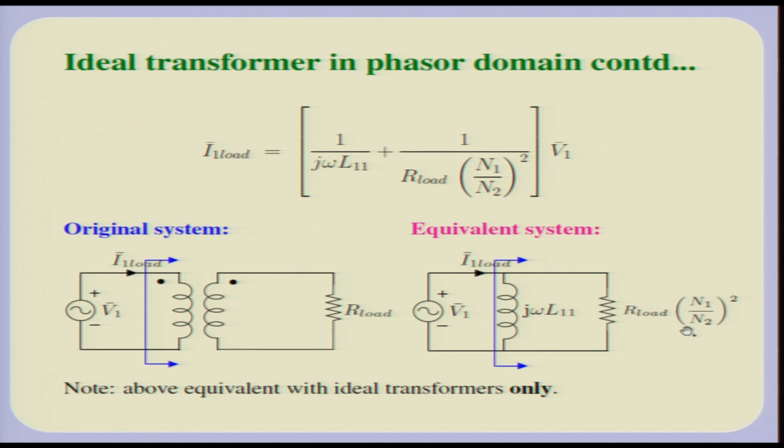If R load is infinity, we are back to open circuit conditions, and the current in fact flows to this L11, that would be simply IOC. Okay. So, under loaded conditions things would look like this.